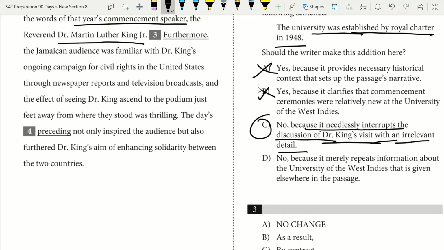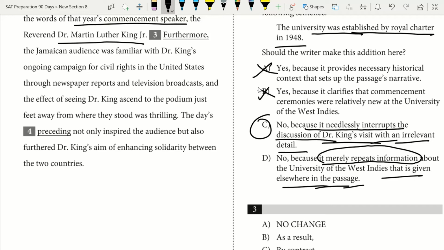So one thing I want to touch on here is anytime you're asked whether you should add a sentence or not add the sentence, if you're not going to add the sentence, there's usually a couple reasons why. So one of those reasons is going to be because it's interrupting the discussion of something else. Okay, so that's a common reason why we wouldn't want to add a sentence. If we're in the middle of discussing a topic and the sentence we're asked if we want to add is going to interrupt that topic, then we do not want to add it because we don't want to interrupt that discussion. Okay, another reason that we wouldn't include something would be if it merely is repeating information that's already been said elsewhere in a passage. Okay, so that's another reason we wouldn't include something.